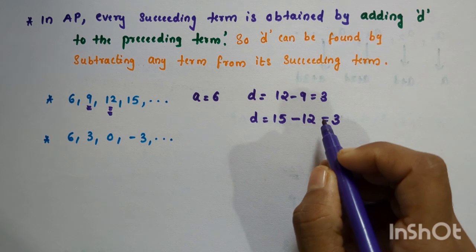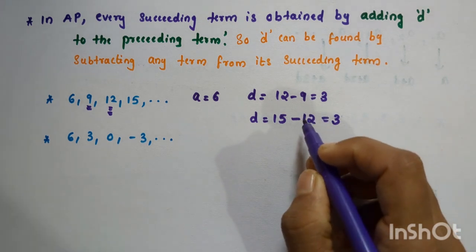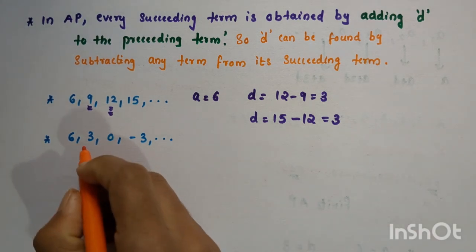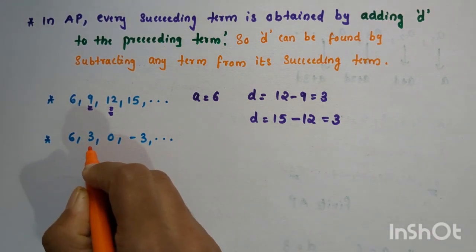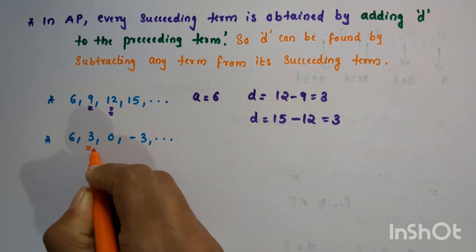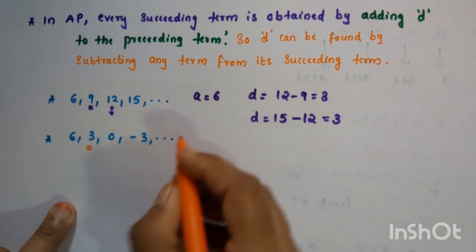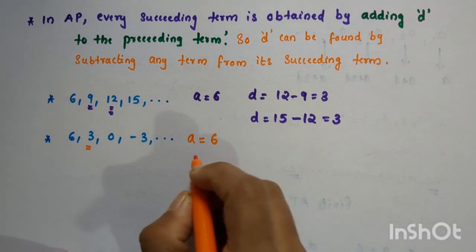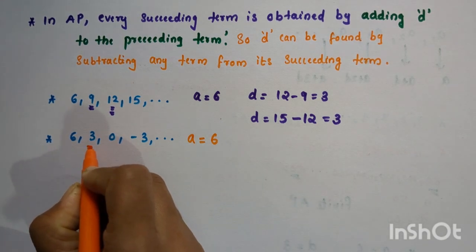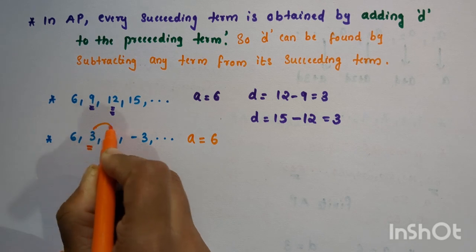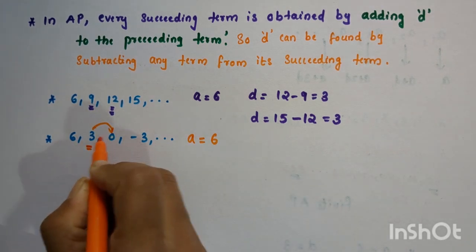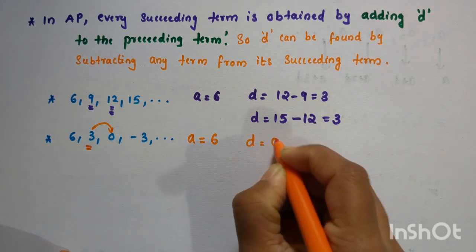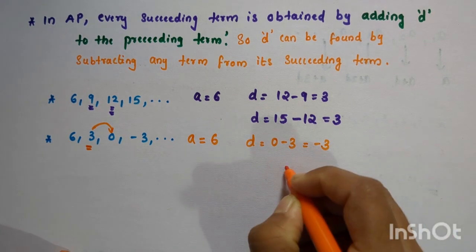That is the difference of any two consecutive terms. Now for the list of numbers 6, 3, 0, minus 3, the first term is 6, so A equals 6. To get the common difference D, consider the term 3. Its succeeding term is 0. So subtract this number from its succeeding term, that is 0 minus 3, which is equal to minus 3.